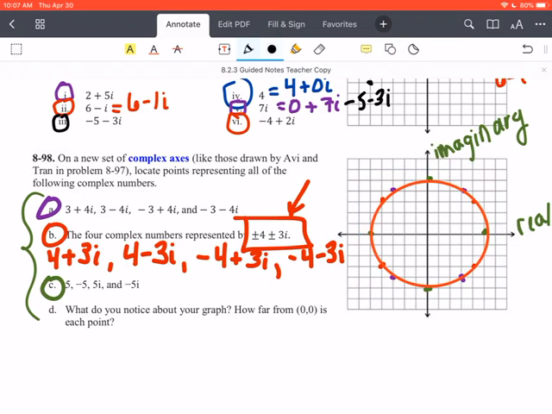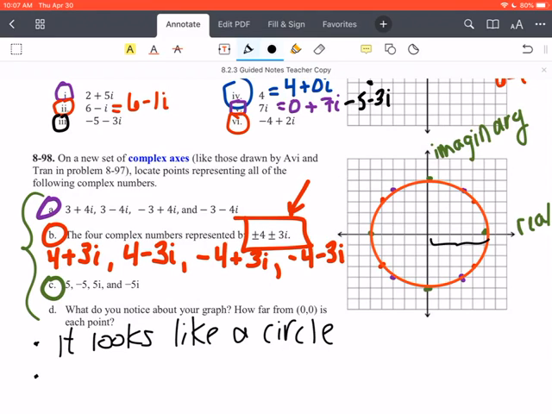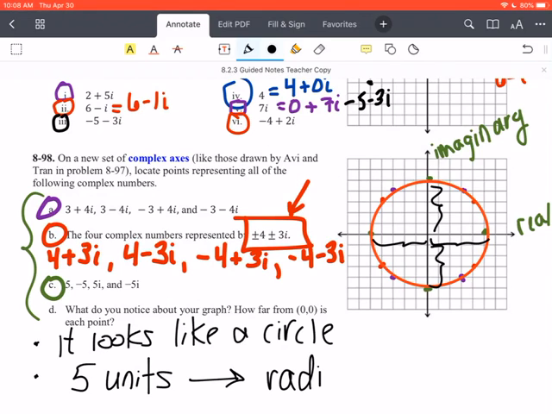What do you notice about the graph? Let's go ahead and write our response. It looks like a circle. And then the second question asks, how far is 0, 0 from each point? Well, the easiest to measure from the origin is straight up, straight down, straight left, straight right, because we have to use another geometric idea to measure diagonal lines. But if we look, what are the distances from the origin on the axes? It is 5 units. So what do we call the distance from the origin to a point on the circle? The radius of the circle is 5.